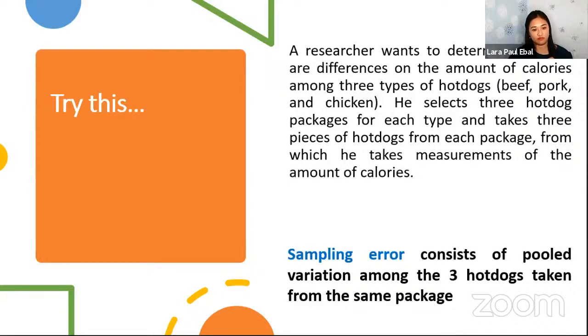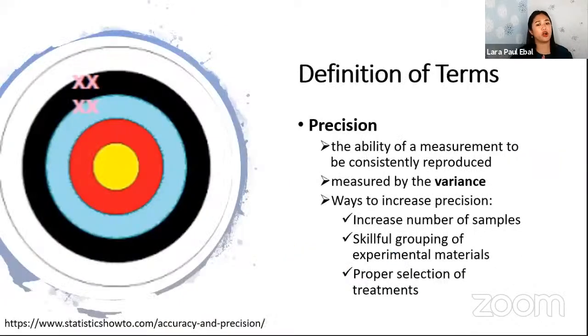Okay, that's it. Now another term is precision. I think you're all familiar with this, but we'll just have a quick review on this now. It's the ability of a measurement to be consistently reproduced. As you can imagine, again, we apply the treatment to several experimental units, and then the measurements coming from these experimental units must be close to each other. So that would mean na we are getting precise estimate. Again, precision is measured by variance. So we have to compute for the variance in order for us to know if we have a high precision or low precision.